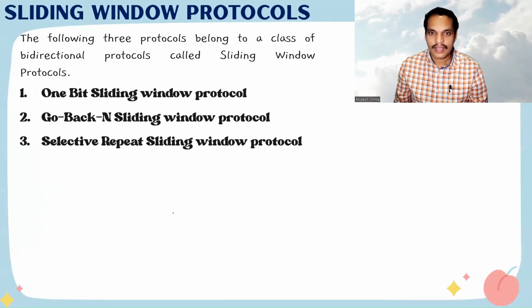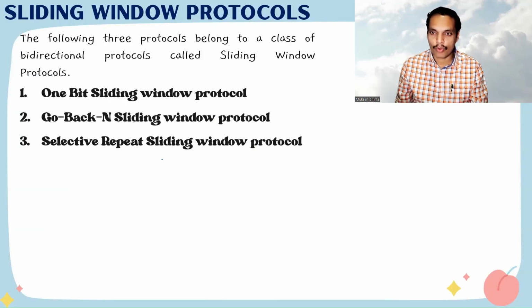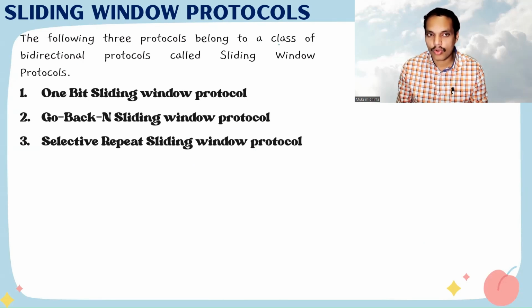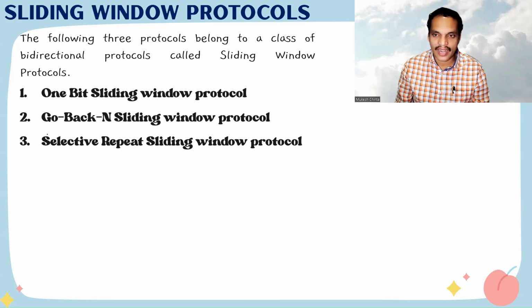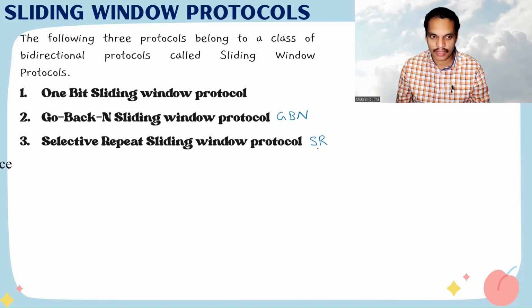And let us discuss something called sliding window protocols, which are all bidirectional in nature. The following three protocols belong to a class of bidirectional protocols called the sliding window protocols. The first in this category is the 1-bit sliding window protocol, and the second one is the go back N sliding window protocol, usually represented as GBN. And the third one is the selective repeat sliding window protocol, usually represented as SR protocol.